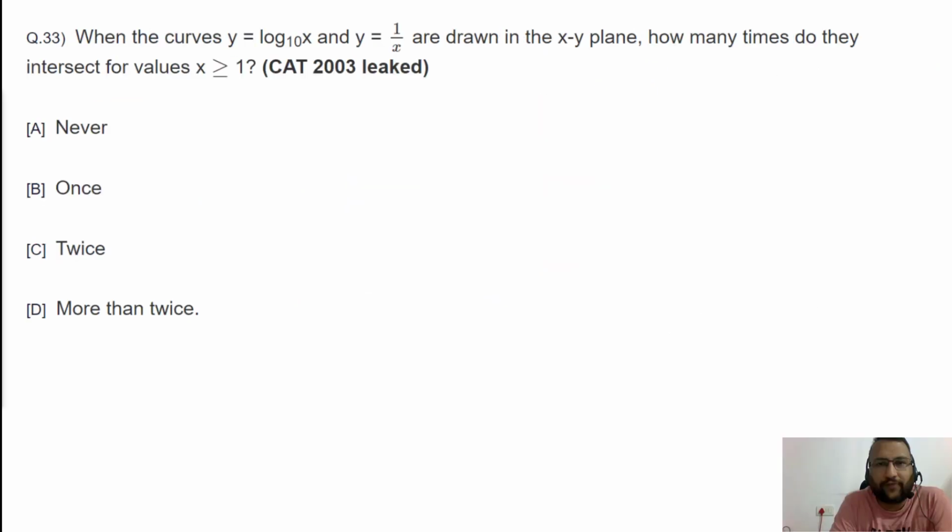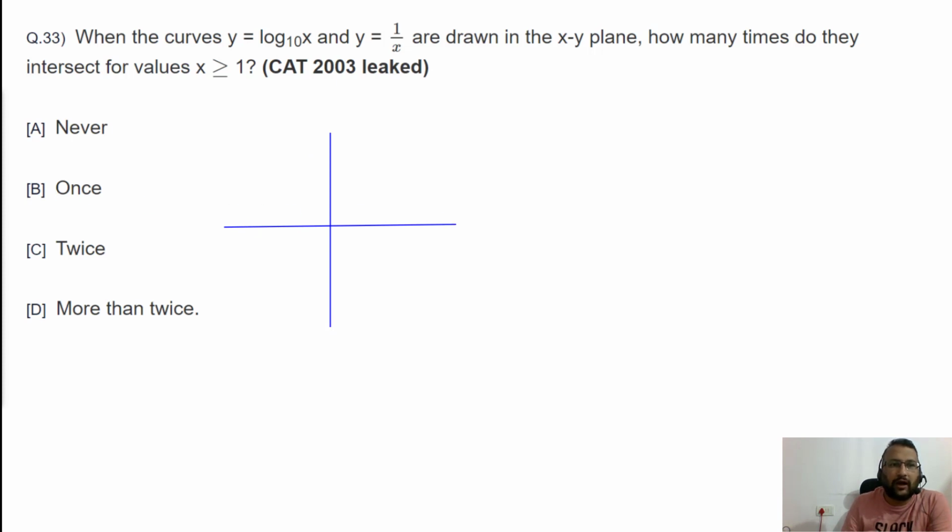The next question is from CAT 2003. The question is, when the curves y is equal to log of x to the base 10 and y is equal to 1 divided by x are drawn in the xy plane, how many times do they intersect for the values x greater than or equal to 1? So let's draw the graph of these two equations.